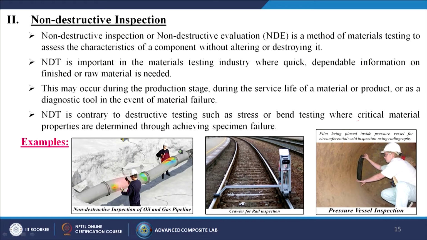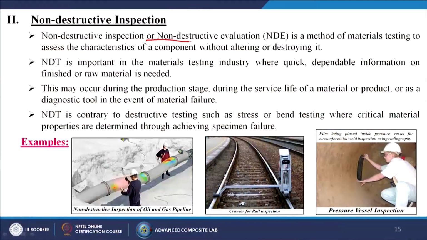When you are talking about the non-destructive inspections, from the name itself we can understand that non-destructive means we are not going to harm that particular part or the equipment. So, non-destructive inspection or non-destructive evaluation is a method of materials testing to assess the characteristics of a component without altering or destroying it. In short, non-destructive inspection is sometimes known as NDT.